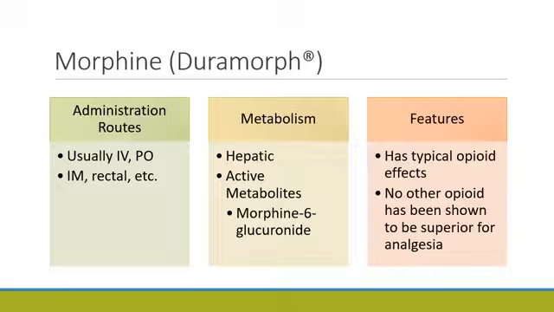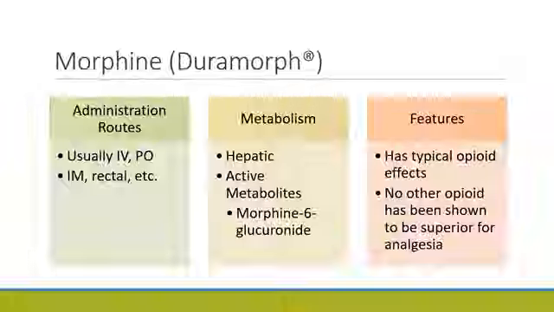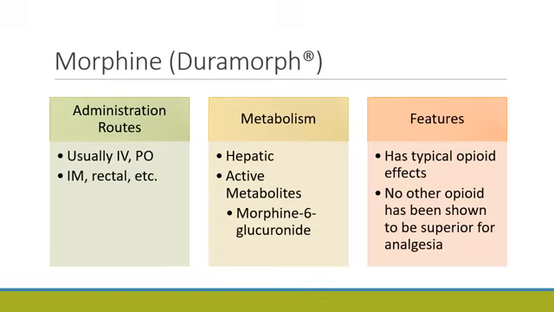As far as the features of morphine, the typical effects that we see with opioids, that's what we're going to get here, and it's kind of interesting that no other opioid has been shown to be superior in terms of analgesia. Now, obviously, there's differences in terms of dose, but in equipotent dosages, if you compare hydrocodone or hydromorphone to morphine, they're all about the same as far as their ability to produce analgesia.